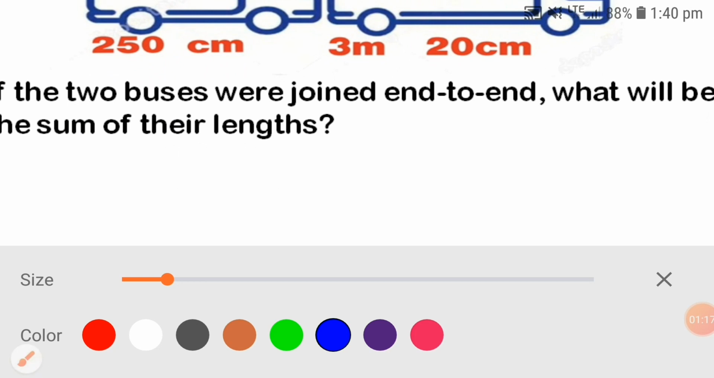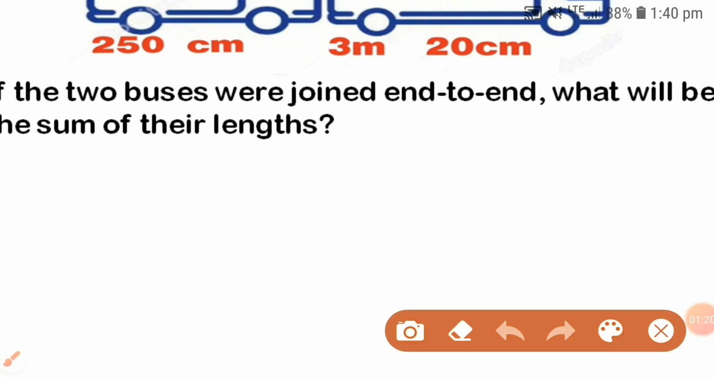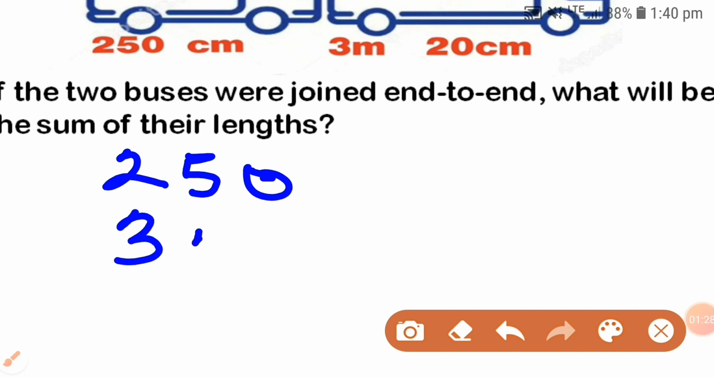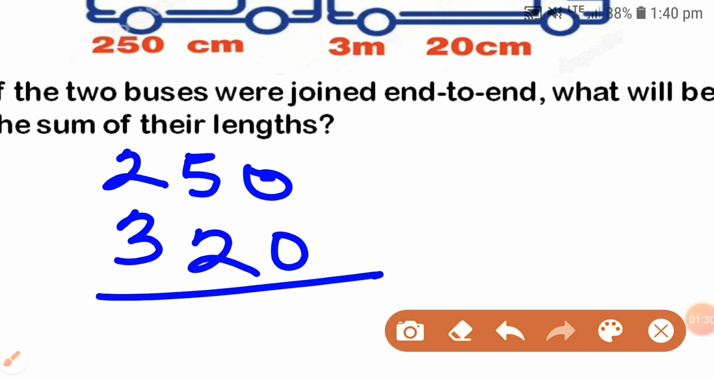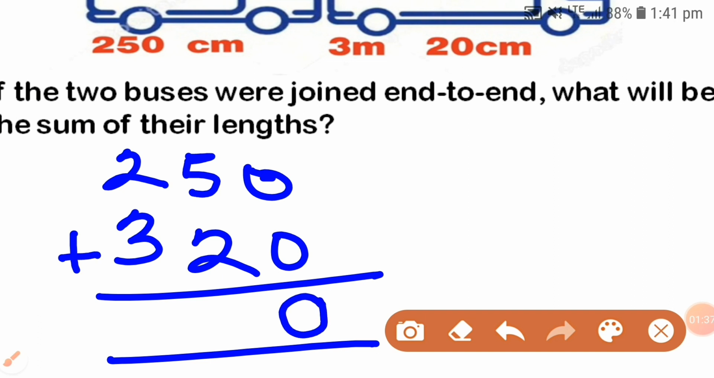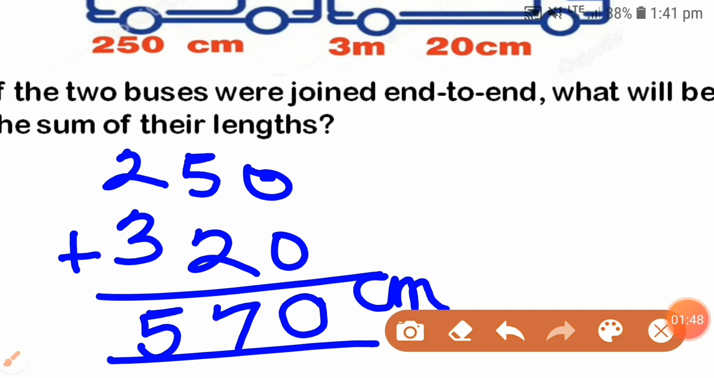Let's show a little sample here. That's 250, added to 320. Okay, 0 plus 0 will give you 0. 5 plus 2 will give you 7. 2 plus 3 is 5. Everything in centimeters. That is your final answer.